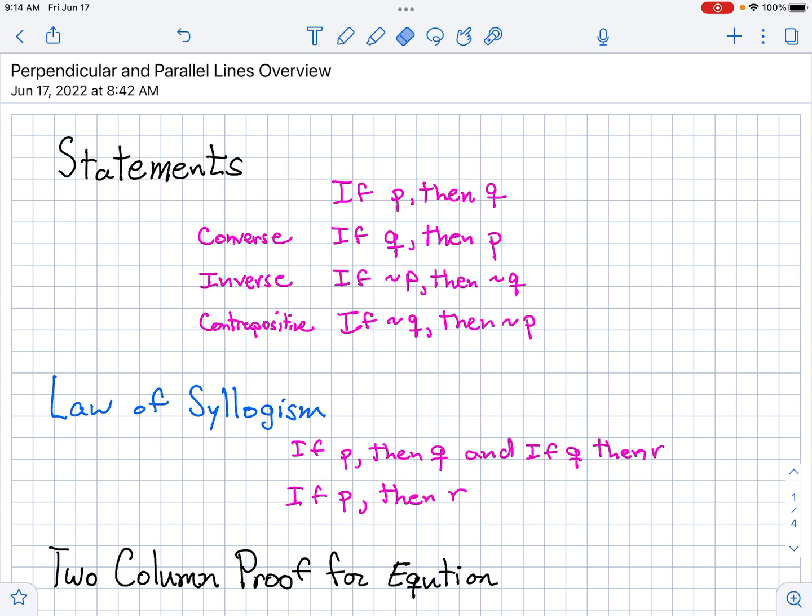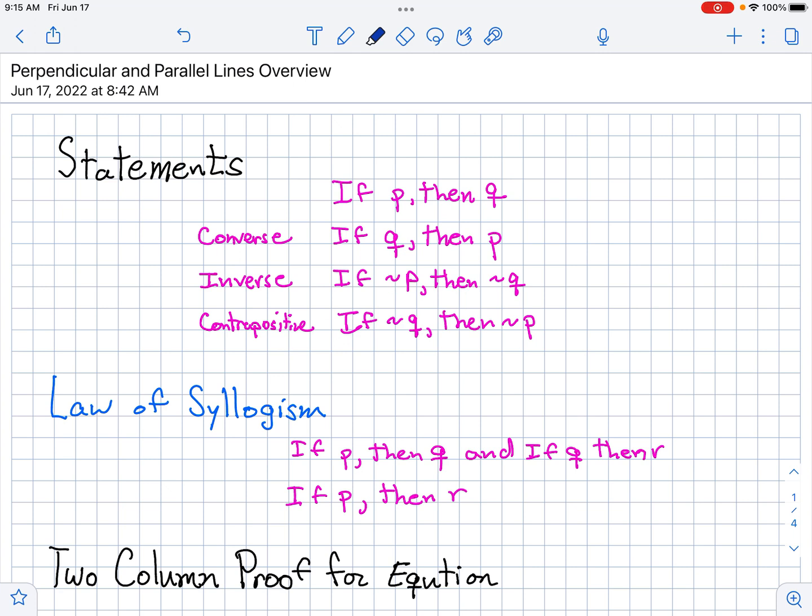Okay? Now, the converse of that would be when you switch the hypothesis and the conclusion. So you would say, if Q, then P. And you can look back at previous notes to get some concrete examples. The inverse is when you negate the original statement. If not P, then not Q. And this little symbol here means not.